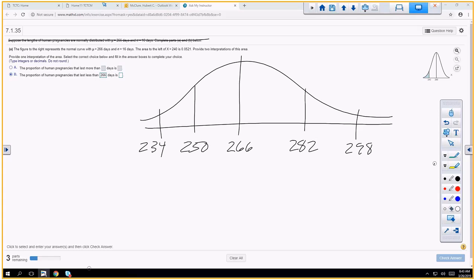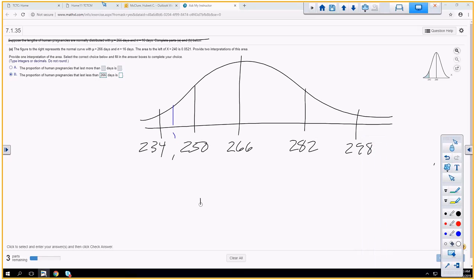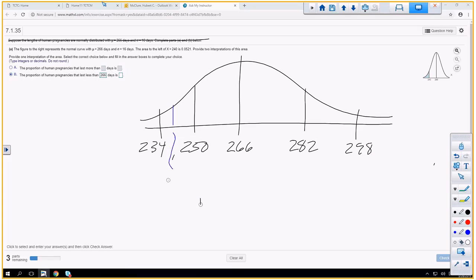The figure to the right represents the normal curve, blah, blah, blah. The area to the left of 240 is 0.0521. Okay, they're giving you 240. Let's put that in blue. 240 is somewhere in here, so we're just going to put it right here. Okay. You stay over there. 240. The area to the left of 240 is 0.0521.